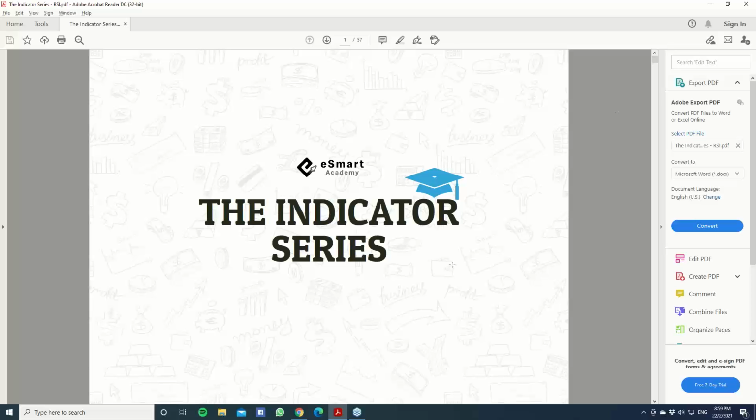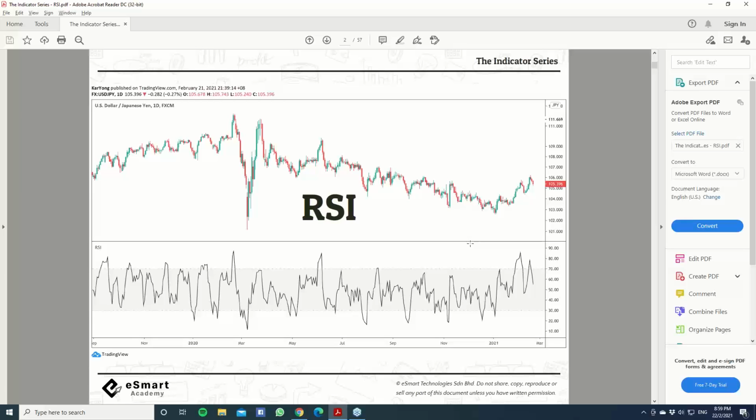Today we're going to focus on this particular indicator called the RSI, the full name of which is Relative Strength Index. If you have some experience and have been trading the market for some time, you would definitely have come across this indicator. But if you're very new, no worries. I'll share how to use this to analyze the market and trade it.